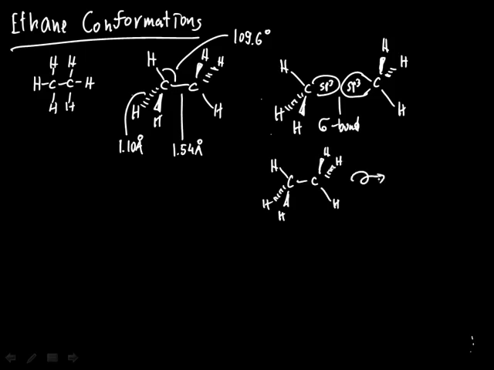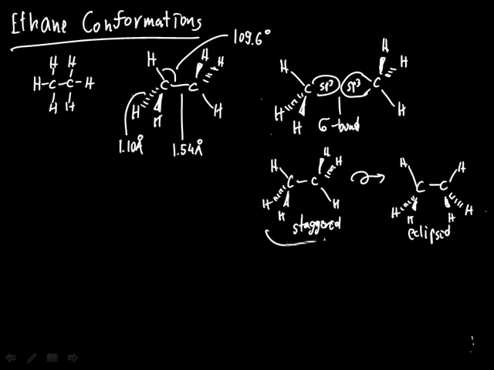This one, which is what we call staggered, and the alternative, which we call eclipsed. Now, these different rotamers, and these could be called conformers or rotamers, can be represented in another way, which is actually often used in these conformational representations.